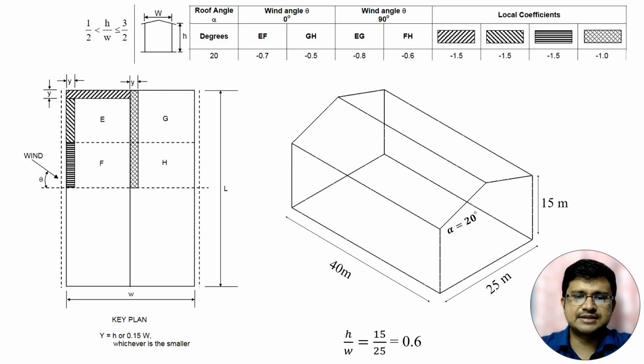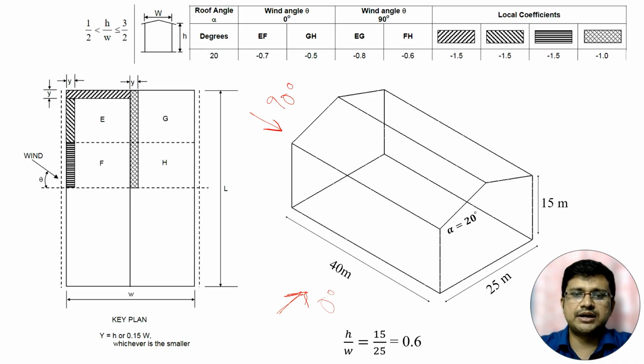Now when wind is coming from this direction, it will be 0 degree. And when wind comes from this direction, it will be 90 degree. Because if wind comes from this direction, it will hit the longer side which is 40 meter. When wind comes from this direction, it will be 90 degree.